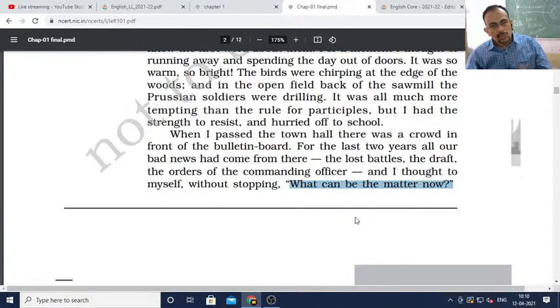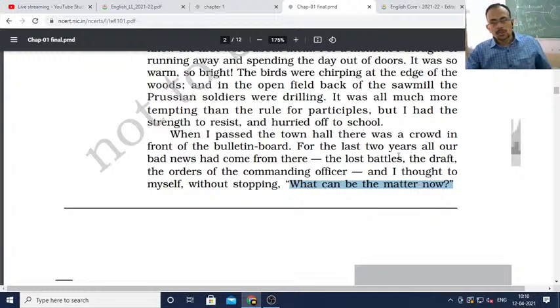So when Franz was approaching school, on the way there was a crowd in front of the town hall, in front of the bulletin board, and Franz became curious to know what the crowd was all about. What is written on the bulletin board? So he came forward to know what is written there.